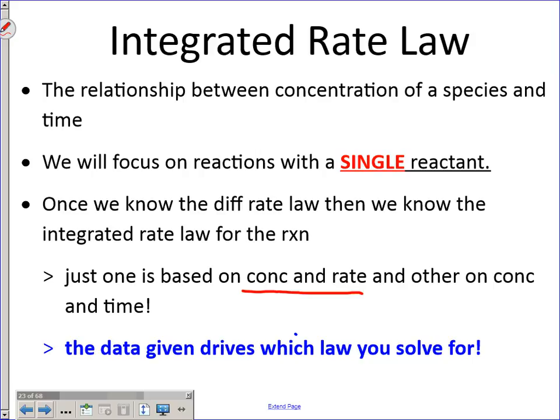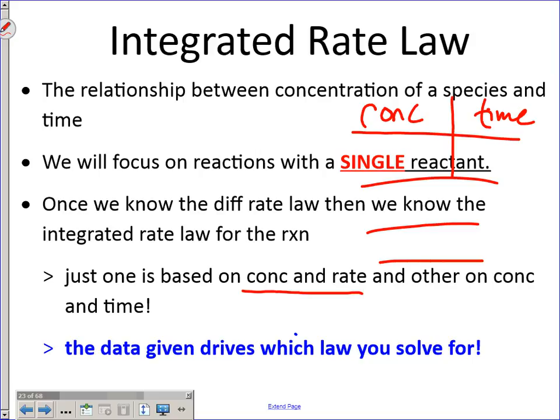So our data tables will not have rate in them at all. Absolutely no rate. Our data tables will have concentration, and they'll have time, but they won't have rate. And they'll have that for a number of different times. There won't be different trials. They'll just be different times in that same trial.